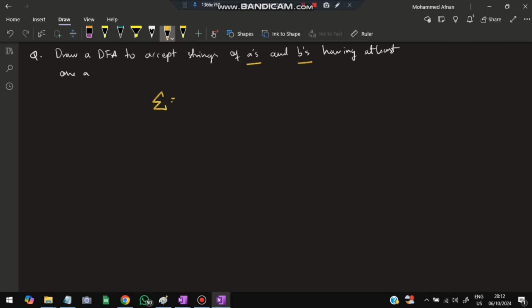First, we have to write the alphabets. Which are the alphabets given here? A and B. After we have done this much, we have to define the language. And the rule is that it has at least one A. At least one A means what is the minimum string you can form? Obviously, this, it is having at least one A.